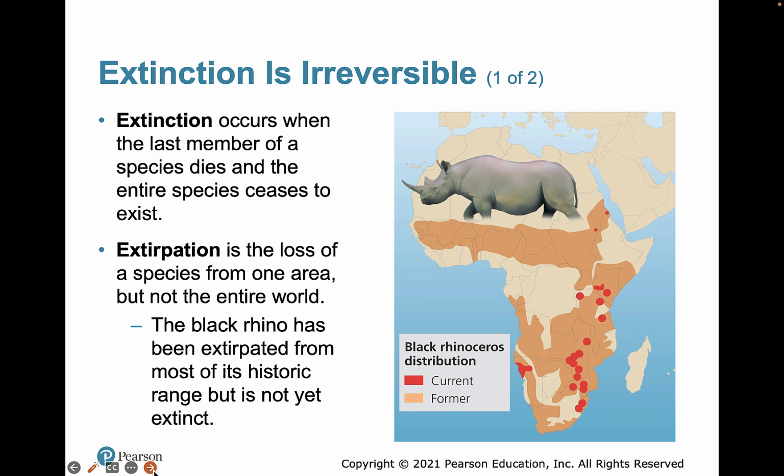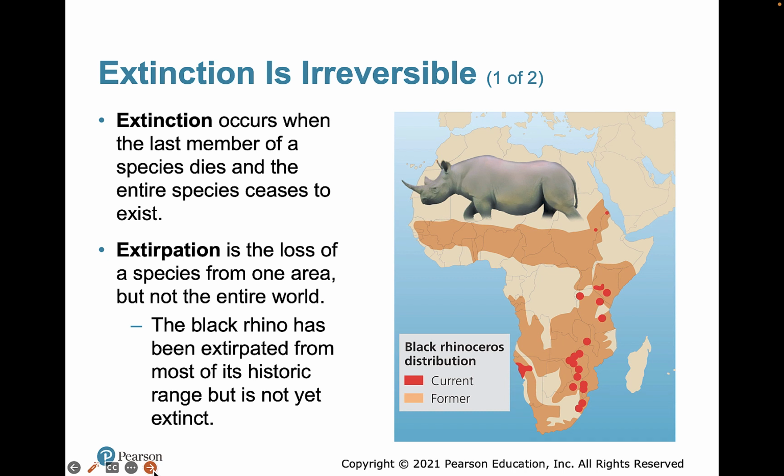If we talk about extinction, it is when the last member of a species dies and the entire species ceases to exist. There are no more. It has been eradicated from the planet, right? That's permanent. You can't fix that unless you do Jurassic Park kind of stuff, but that's science fiction versus science, okay?